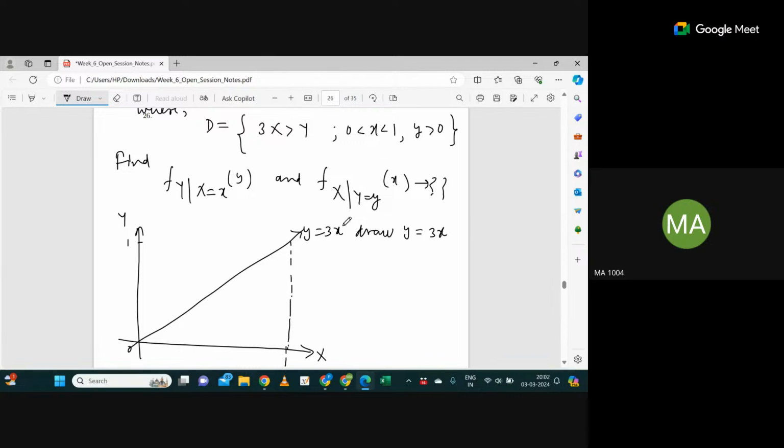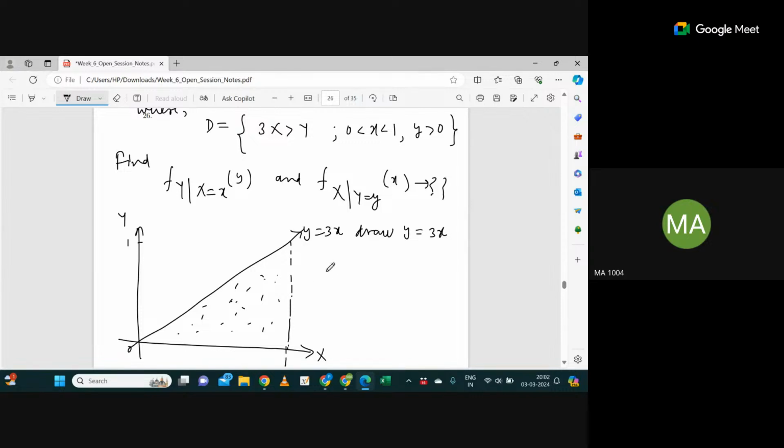Now, y is less than 3x, right? So which region do we have to see, the lower one or the upper one? You can put any value and verify which region is appropriate. Y is less than 3x. Lower one, sir. Lower one, correct. So this is our region which we have to see. This is the D here.